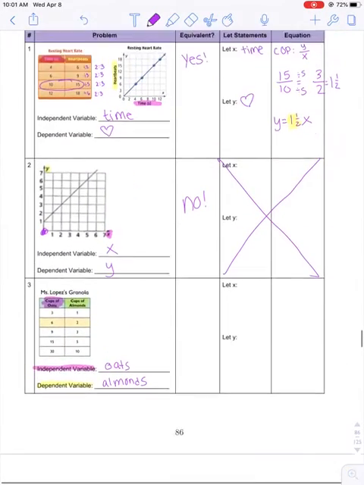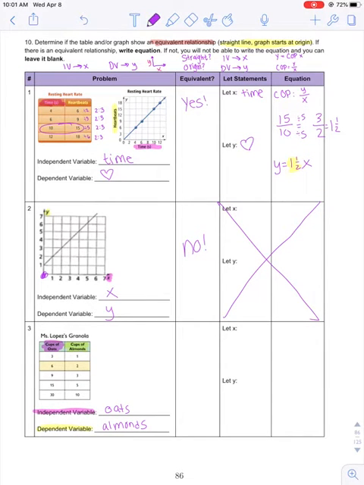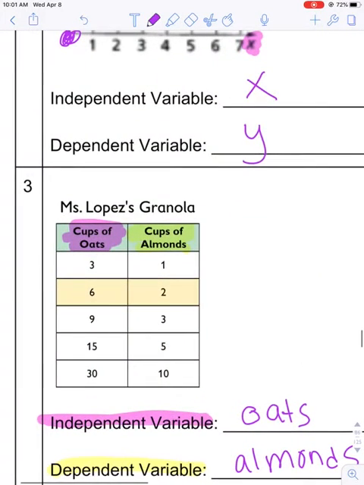So next I want to check if it's equivalent. That's what this heading is. There's no graph, so I can't check if it's a straight line or if it starts at the origin. Not an option, there's no graph. So I have to check if these ratios are equivalent.